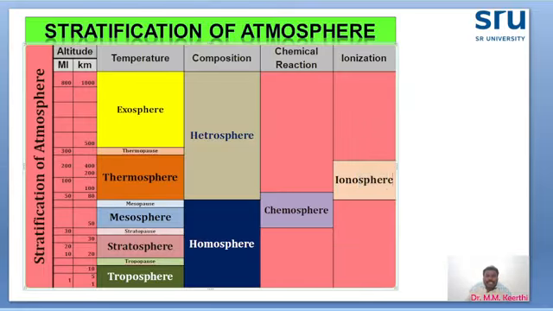So based on the temperature, we are dividing five layers: troposphere, stratosphere, mesosphere, thermosphere, exosphere. Based on the composition, we are dividing two spheres: the homosphere and the heterosphere. Based on the chemical reaction, we are dividing one sphere, the chemosphere. Based on the ionization, one sphere is called the ionosphere. So now we are going to discuss all these spheres in detail in this part 1.